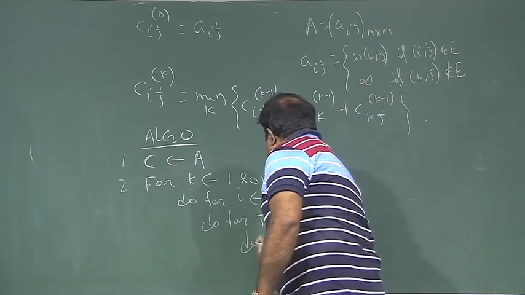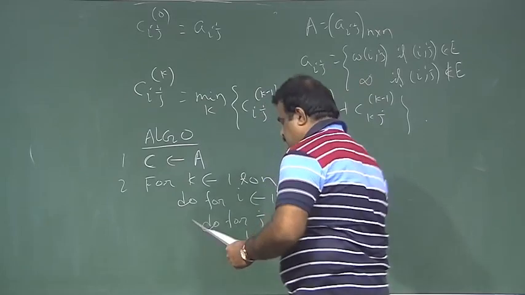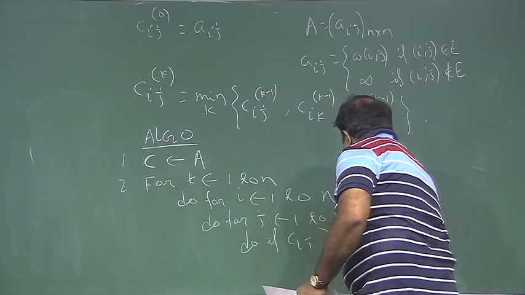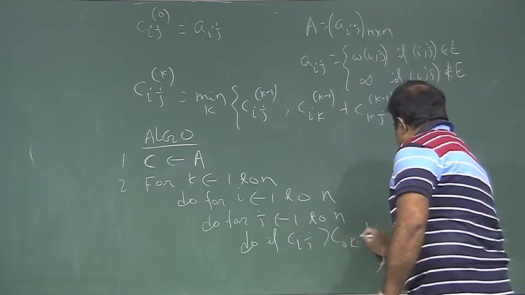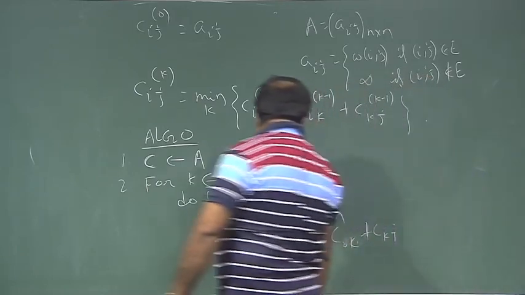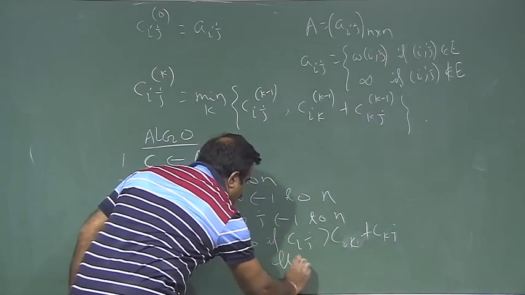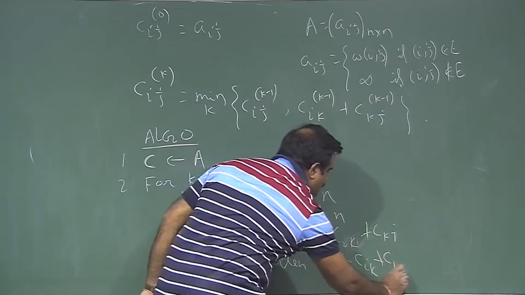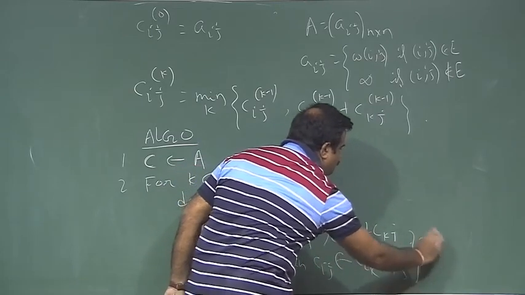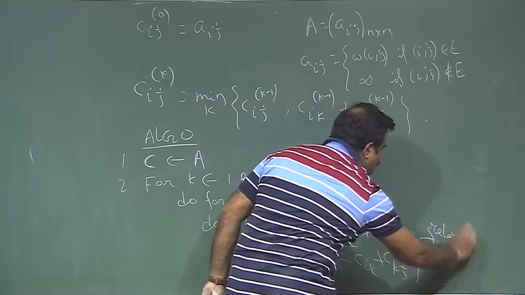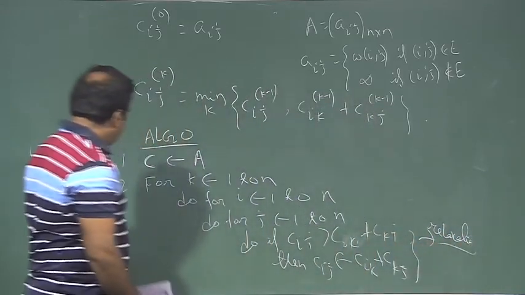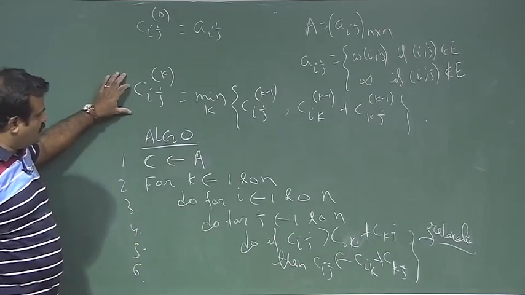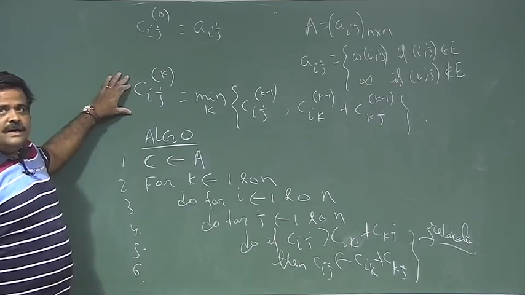What we do? If Cij is greater than Cik plus Ckj, then we must relax this Cij. Cij will be relaxed to Cik plus Ckj. So, this is a sort of relaxation we are doing. Okay, so, this is lines 3, 4, 5, 6. That is it. So, you are calculating this Cij recursively.